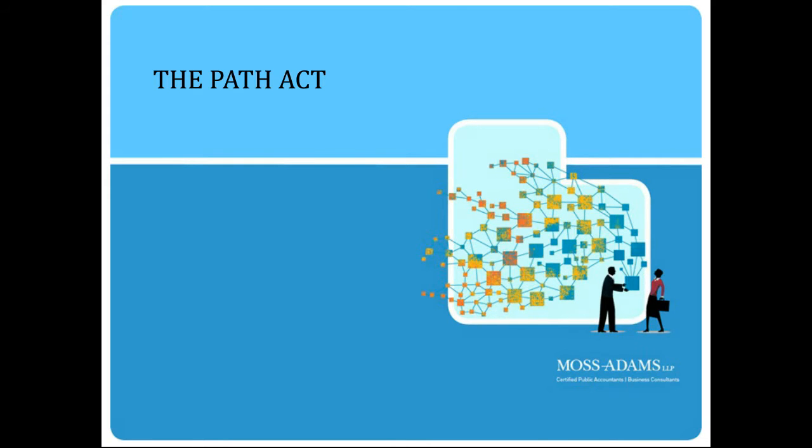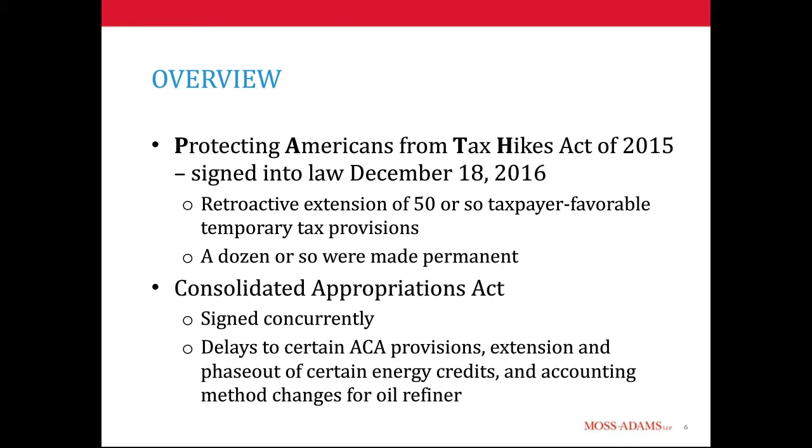PATH is an acronym for Protecting Americans from Tax Increases, which I've got to say is one of the better acronyms they've come up with lately. But that is exactly what would have happened had this extender package not occurred.